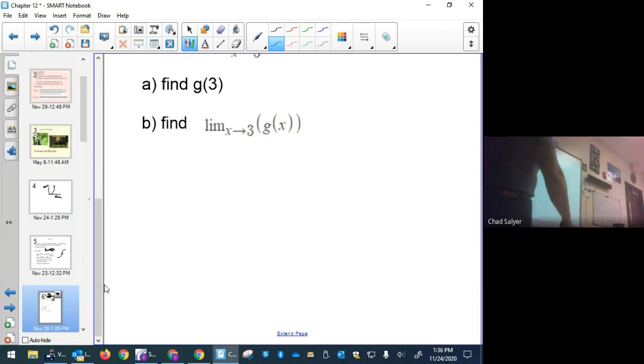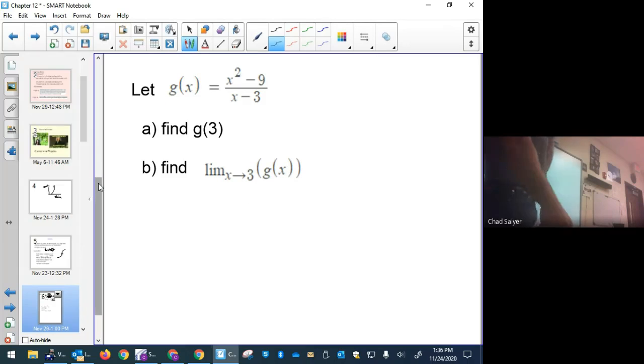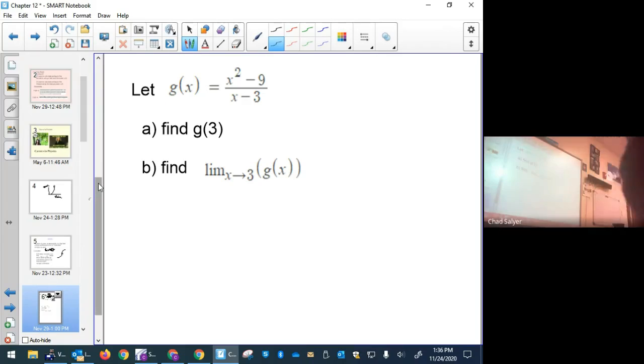All right, here's one for you guys. Tell me what the g of 3 is and what the limit as x approaches 3 of g of x is.